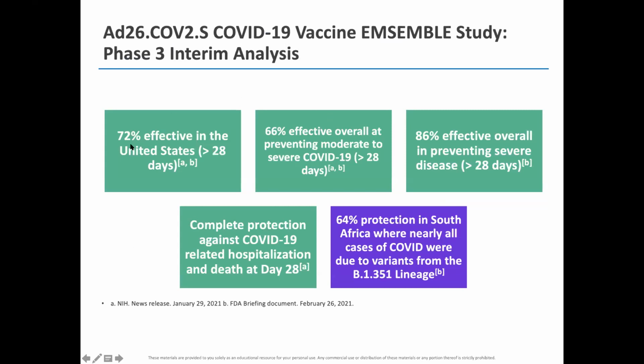In the United States, there was 72% efficacy, and an overall worldwide vaccine effectiveness of 66%. And in South Africa, due to the lineage, 90% of the persons who did seroconvert had the B.1.351 lineage, the so-called 501Y.V2 variant. This led to only 64% protective efficacy. But what's really interesting is that there was an 86% reduction in severe disease, and there were no deaths in the vaccine arm of the study.